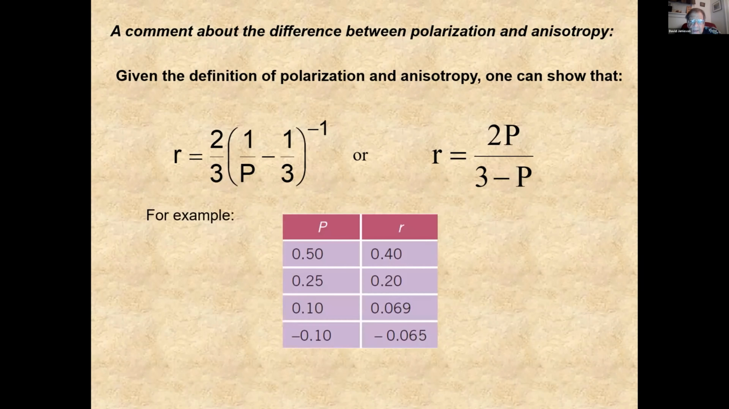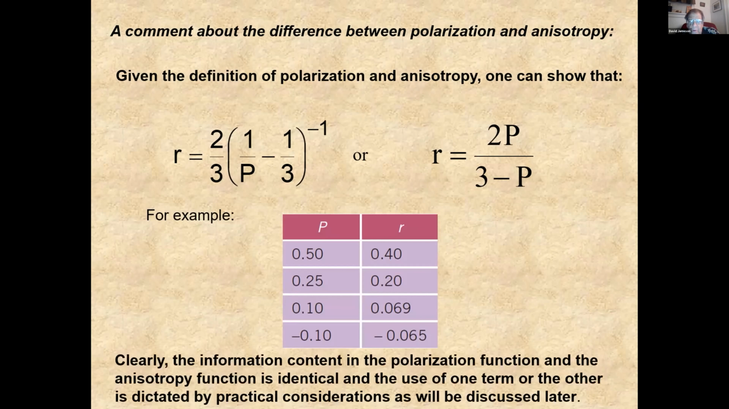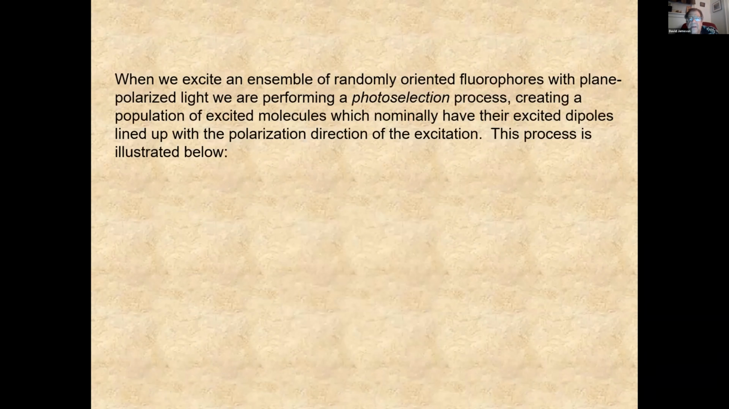For example, if I have a polarization of 0.5, the anisotropy is 0.4. 0.25, anisotropy 0.2, etc. And when you do measurements in a cuvette, most modern instruments give you the polarization and the anisotropy. So clearly, the information content of these two functions is identical, but people use one or the other due to practical considerations we'll discuss later.